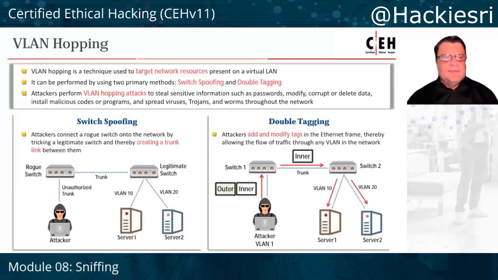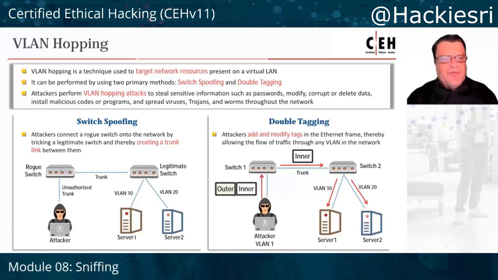VLAN hopping. VLAN hopping is a technique used to target network resources present on a virtual LAN. It can be performed by using two primary methods, switch spoofing and double tagging. Attackers perform VLAN hopping attacks to steal sensitive information such as passwords, modify, corrupt, or delete data, install malicious code on programs, and spread viruses, trojans, and worms throughout the network.